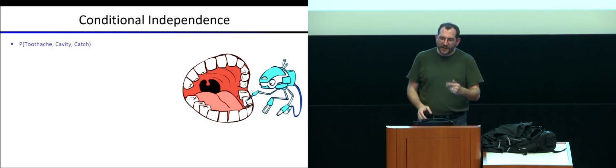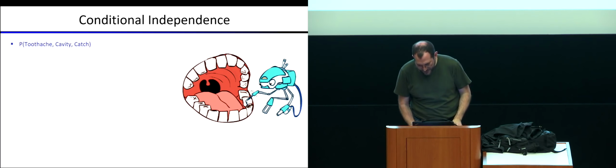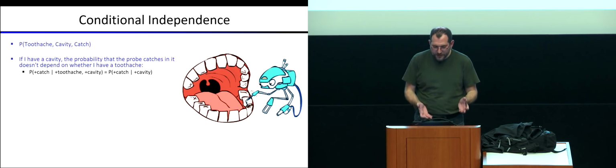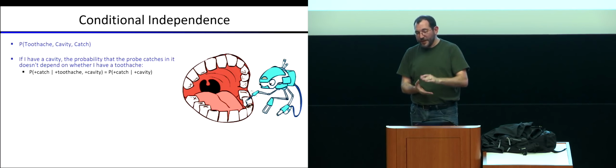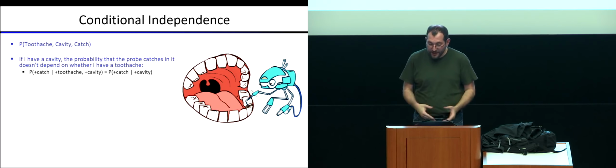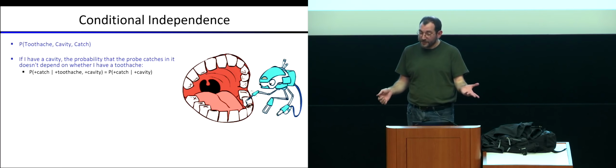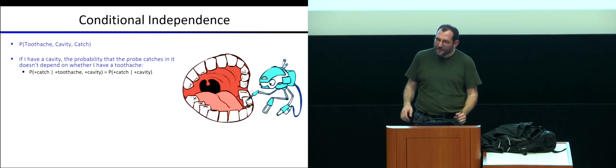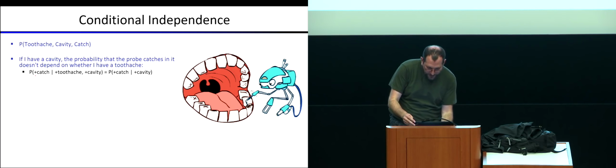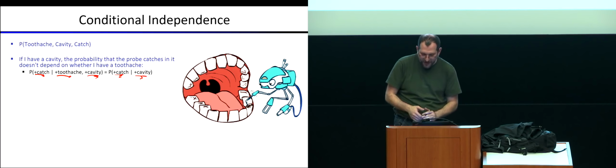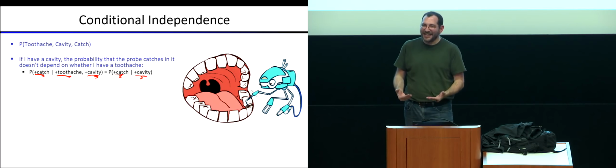And that's the kind of simplifying assumption you can use via conditional independence. So I could make an argument in this domain that goes something like this. If I have a cavity, the probability that the probe catches in it doesn't depend on whether or not I'm experiencing pain. What is that formally? Formally, that's saying the probability of plus catch given the toothache and the cavity is just the same as the probability of the catch given the cavity. Somehow, the toothache doesn't add any information.